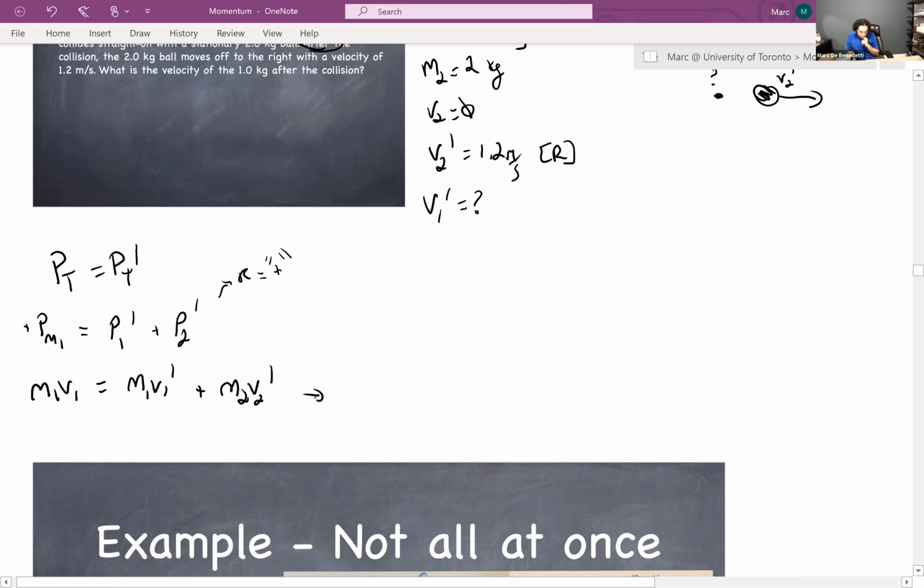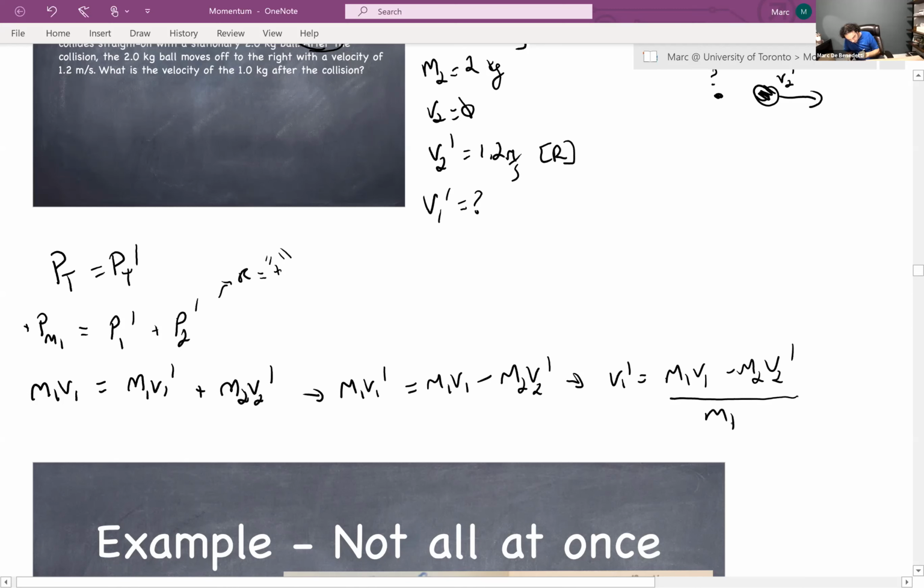And what are we solving for? v1 prime is what we're solving for. So this is going to be m1 v1 prime equals m1 v1 minus m2 v2 prime. And this means that v1 prime is in fact equal to m1 v1 minus m2 v2 prime, over m1. And there you go.